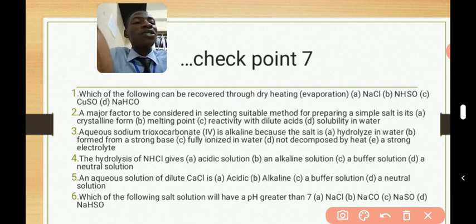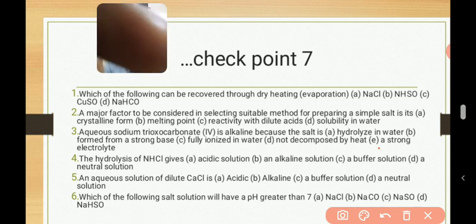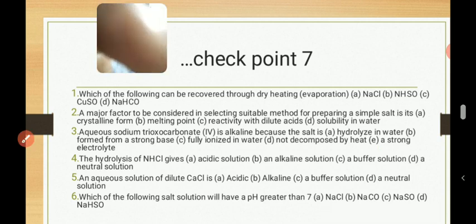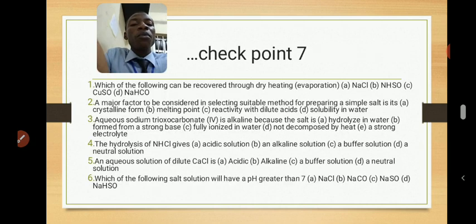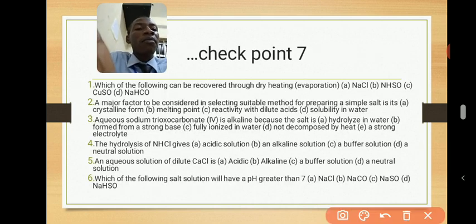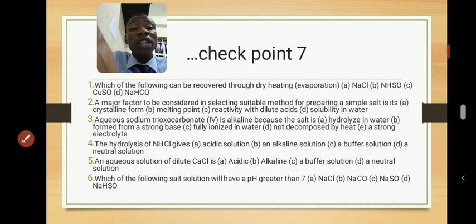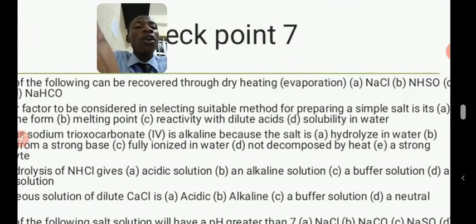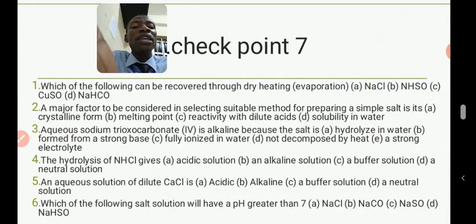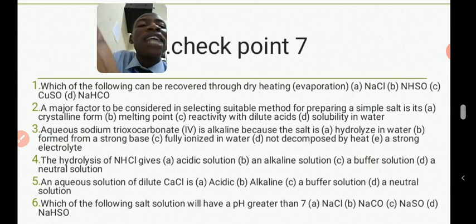So chloride salts, you recover them by evaporation to dryness, while other salts, sulphate salts, nitrate salts, all those salts that can easily decompose when you heat them, you recover them by crystallization. Number 2, a major factor that is considered in selecting a suitable method for preparing a simple salt.